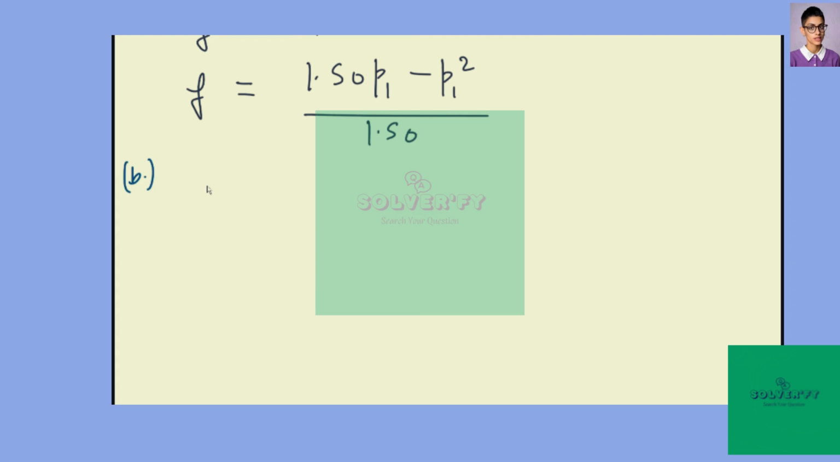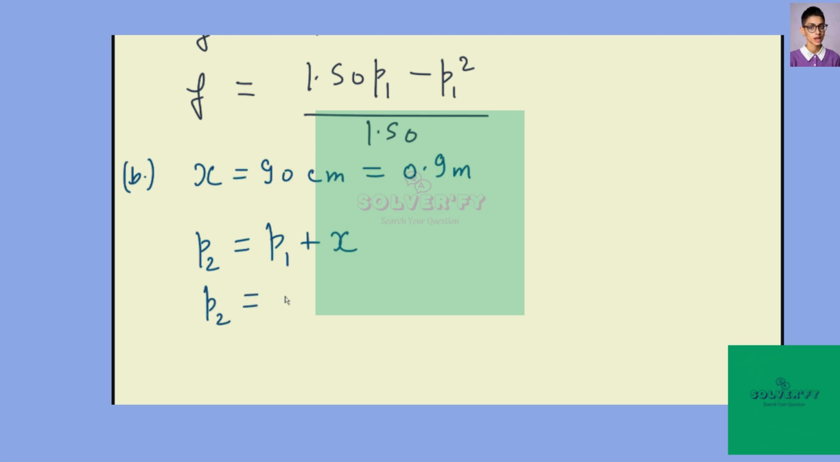Now here the distance through which the lens moved is given as x equal to 90 centimeter, or we can write this as 0.9 meter. Now here we consider that if P2 and Q2 are the object and image distances in the final situation, then the final object distance can be written as P2 equals P1 plus x, or we can write this as P2 equal to P1 plus 0.9 meter.